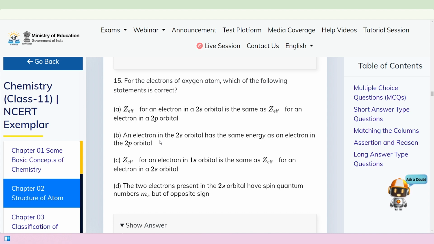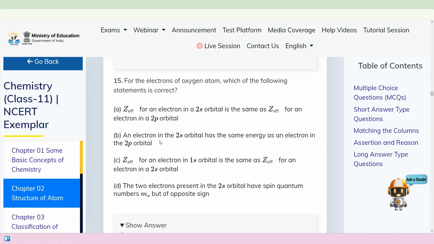Okay. Next question. For the electrons of an oxygen atom, which of the statements is correct? First statement: Z effective for an electron in a 2s orbital is the same as Z effective for an electron in the 2p orbital. So it is completely wrong. You know it very well. We have the n plus l rule for deciding the energy. Since the energy of the orbital is not the same, the electron residing in it will of course have different energy. And if it has different energy, it is because it is experiencing different Z effective. Option A is incorrect.